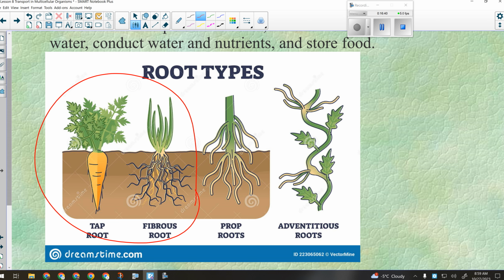Okay. Are there advantages to either one? Yeah, there's certain advantages. Obviously a taproot can store far more energy than a fibrous root can. A taproot can go generally a bit deeper. But fibrous roots have the advantage of accessing more area.